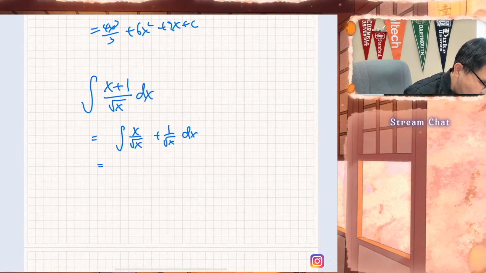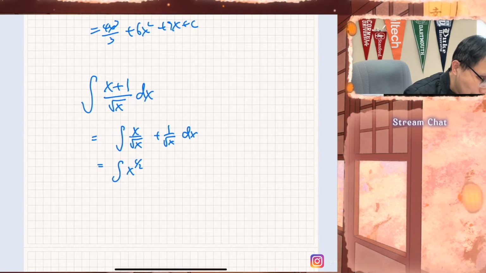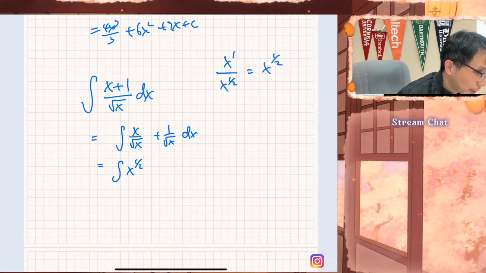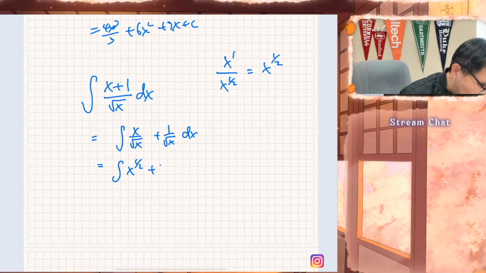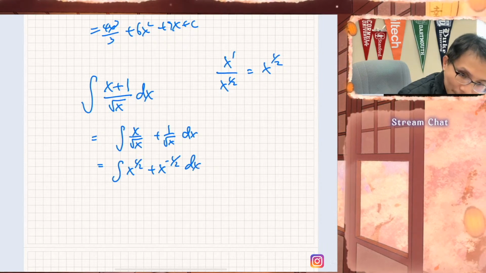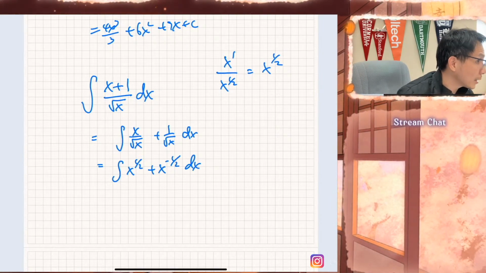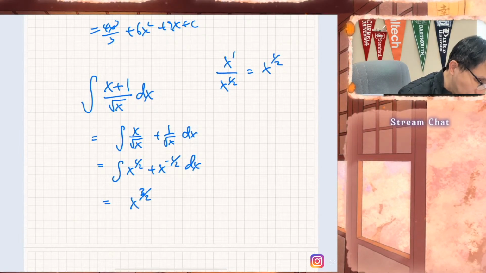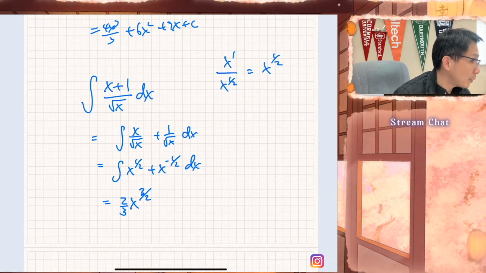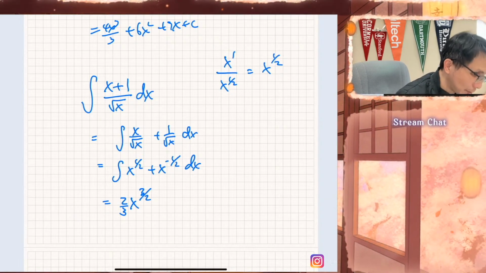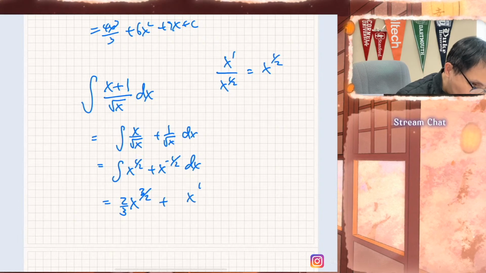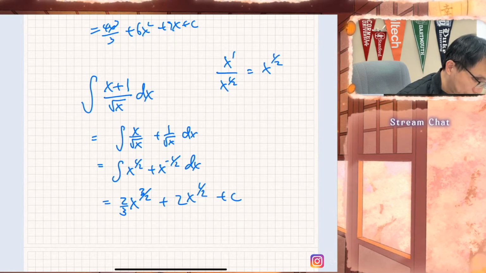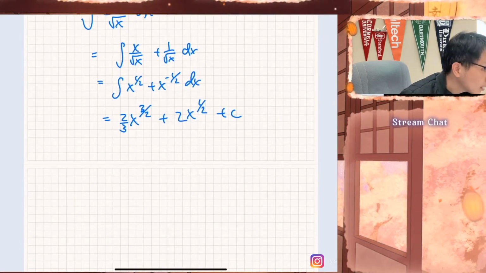And that x over x to the 1/2 is equal to x to the 1/2, because top subtract bottom. Plus x to the negative 1/2 dx. Does that make sense? Did I take the integral yet? No, I just do algebra first. So it'll be x to the 3 over 2, divided by 3 over 2, so it's going to be times 2 over 3. Plus x to the 1/2 over 1/2, plus c. I did it in my head. Does that make sense?